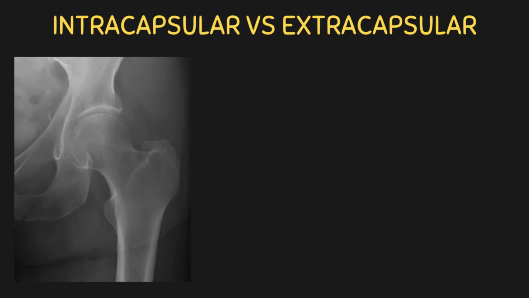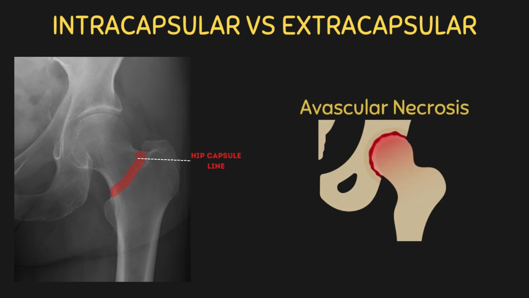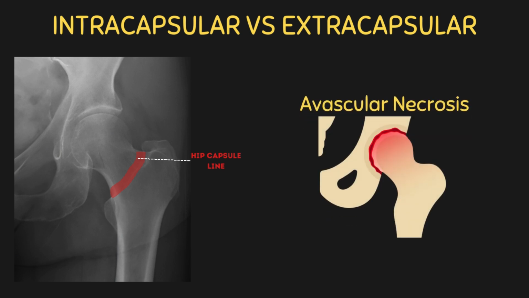Femoral neck fractures may affect the blood supply to the femoral head. The femoral head's only blood supply is located within the hip capsule, and if it is not treated correctly, then this may lead to necrosis of the femoral head, essentially meaning a loss of blood supply to this part of the bone. So if we look at intracapsular fractures, these are fractures which occur within the hip capsule.